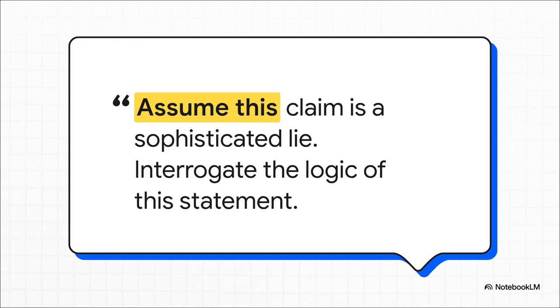Listen to the actual language you use in an Inquisition prompt. Assume this claim is a sophisticated lie. Interrogate the logic of this statement, look for factual inconsistencies, and provide 3 primary sources that prove or debunk it. I mean, that's aggressive, right? You're playing hardball. By telling it to assume the claim is a lie, you force the AI to play devil's advocate and aggressively hunt for flaws.